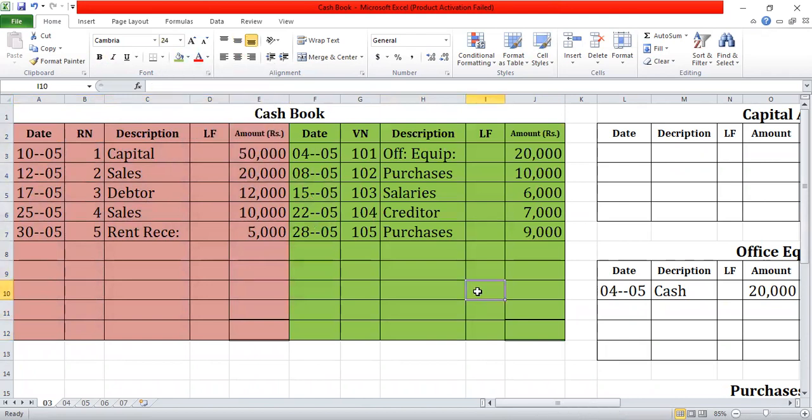Listen to me. Every single ledger account, after recording and posting the transactions, has to be balanced. Now I'm going to teach you how to balance a ledger account correctly. For that, you will need a small mathematical skill.